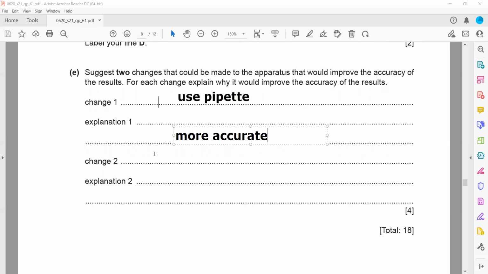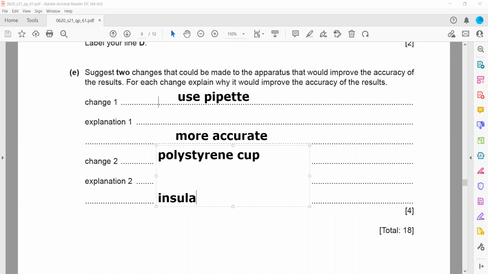And second change, use the polystyrene cup, because polystyrene material does not allow heat to escape or transfer. And the reason is that it is an insulator, it does not allow or reduces the heat losses.